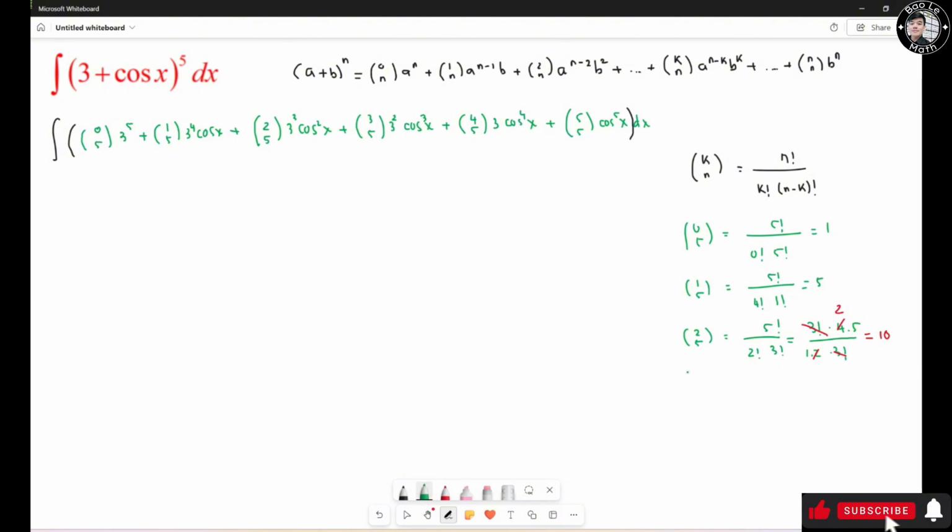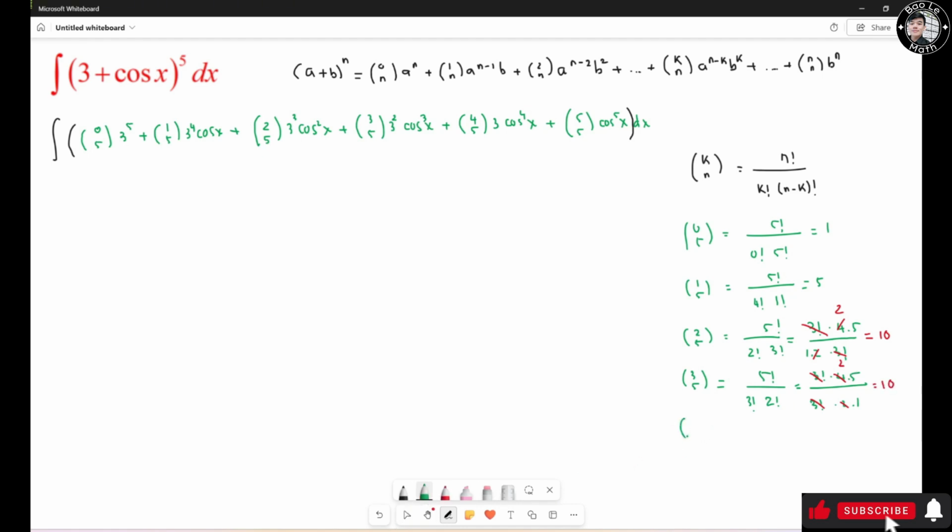Now combination of 3, 5. It's going to be 5 factorial over 3 factorial, 2 factorial, right? And we do the same thing right here. So we have 3 factorial times 4 times 5 over 3 factorial times 2 times 1, right? Then this guy cancels out. This guy cancels out. We have 2 right here. So the answer is 10.